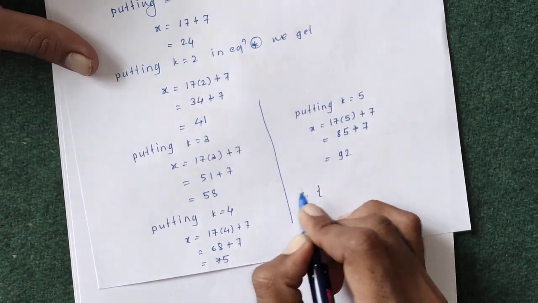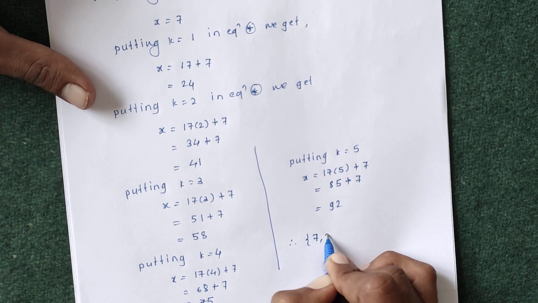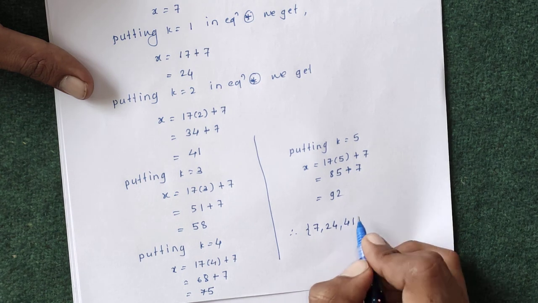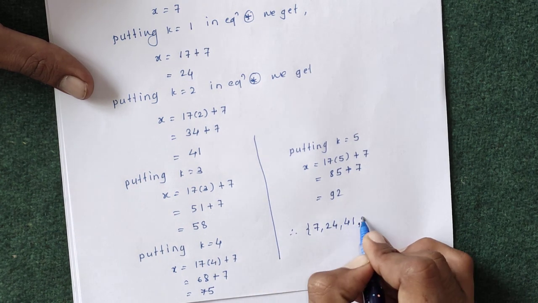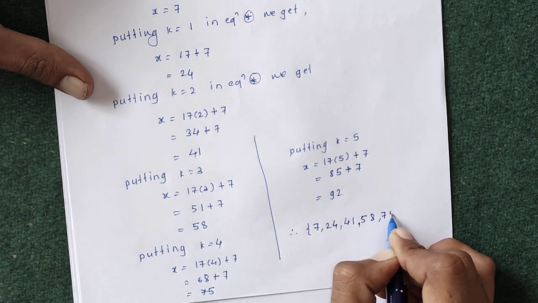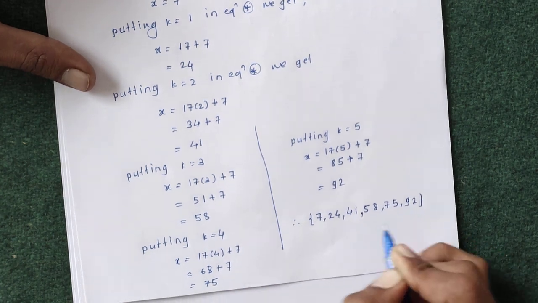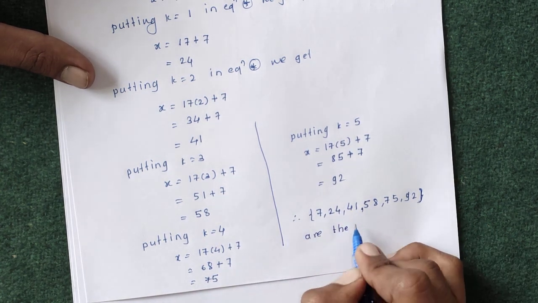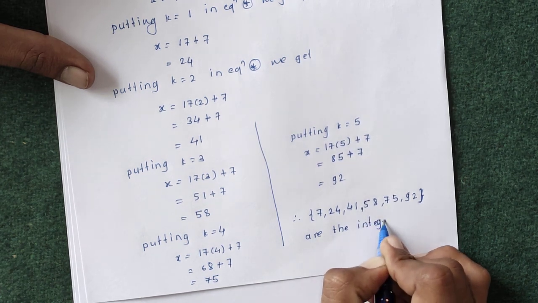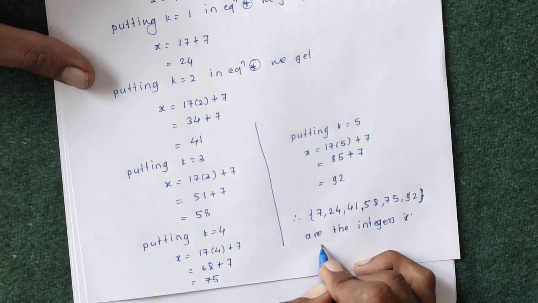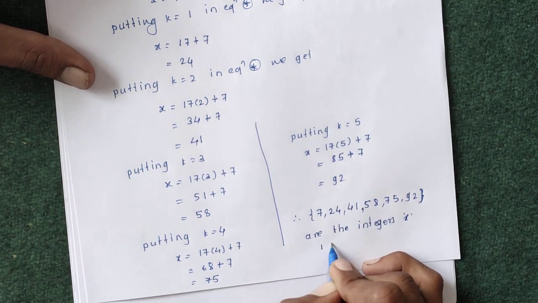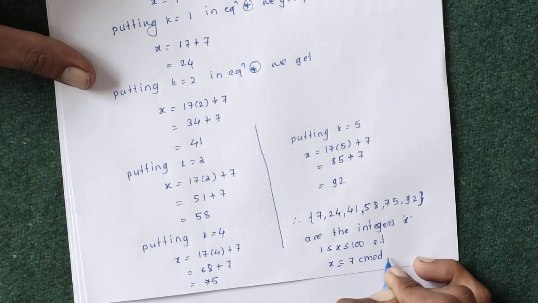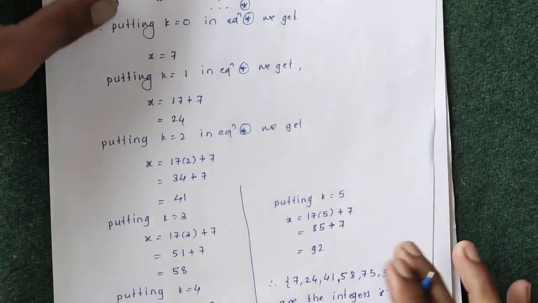Therefore the integers are 7, 24, then 41, then 58, after that 75 and 92. These are the integers x between 1 and 100 such that x is congruent to 7 modulo 17. Hence the solution of this example.